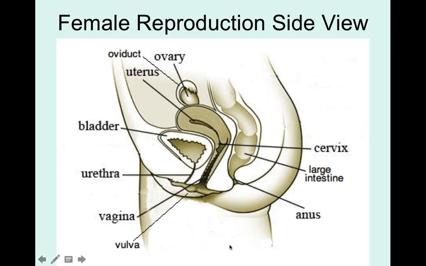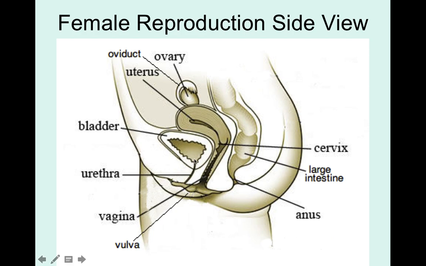The next picture is a side view. There are a couple of things to note about the side view. It looks very complex, but it's pretty simple. You'll notice that in front of the sexual reproductive organs, which are right here in the middle, is the bladder, connected to the urethra.